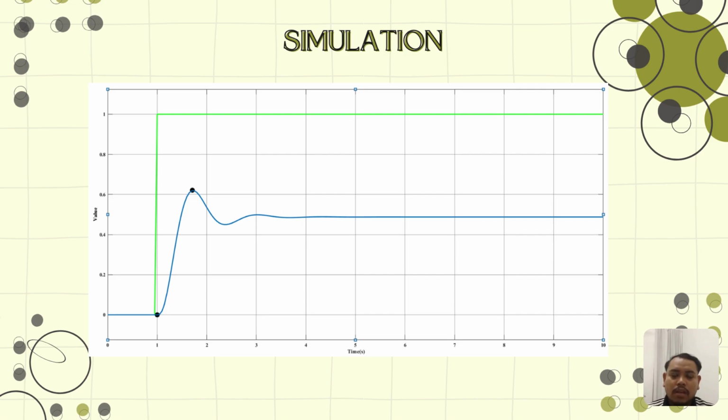Now I would like to show you about the simulation. First, as you can see, the graph characteristic is underdamped because it has overshoot at the 0.7 second. From this graph, we can get the peak time, settling time, and overshoot. The value of peak time is 0.7 second, and the settling time, within plus minus 2%, is 2.12 second. Next, the value of overshoot is 27.56% from the steady state.